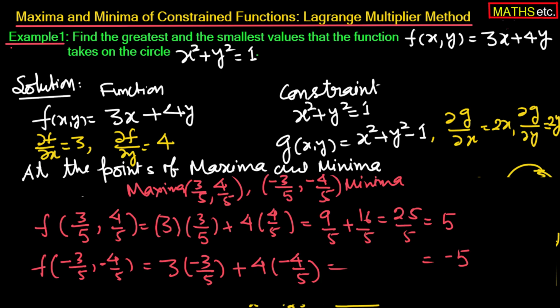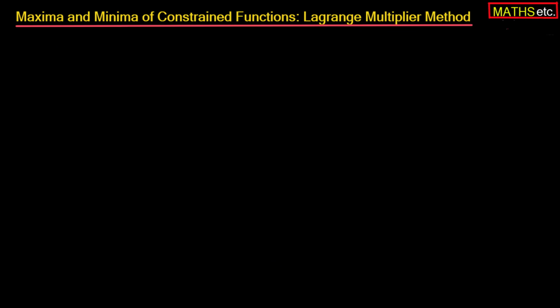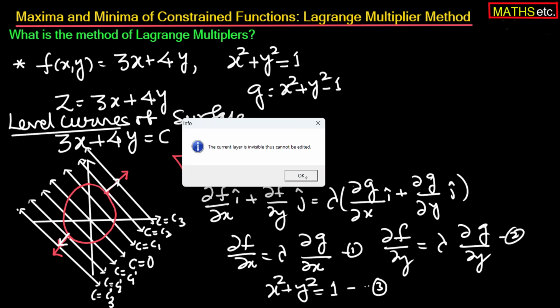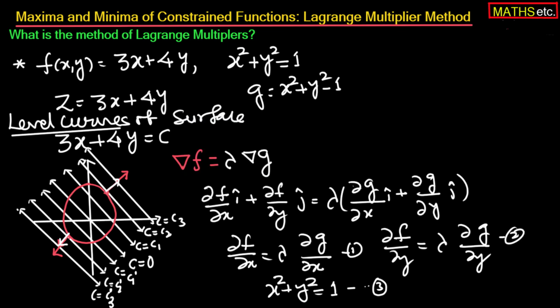Now we can see this problem with the help of geometry, which we have discussed earlier. So this is the point where the function is having the maximum value, and this point is 3 over 5 comma 4 over 5, in the first quadrant, and this is the point where the function is having the minimum value, and this point is minus 3 over 5 comma minus 4 over 5.